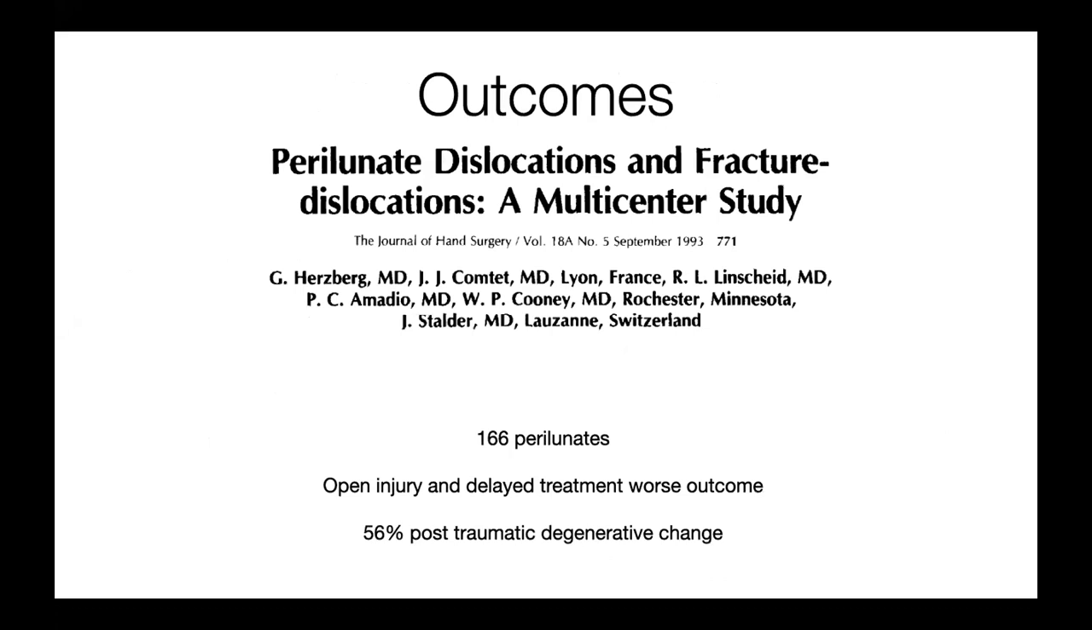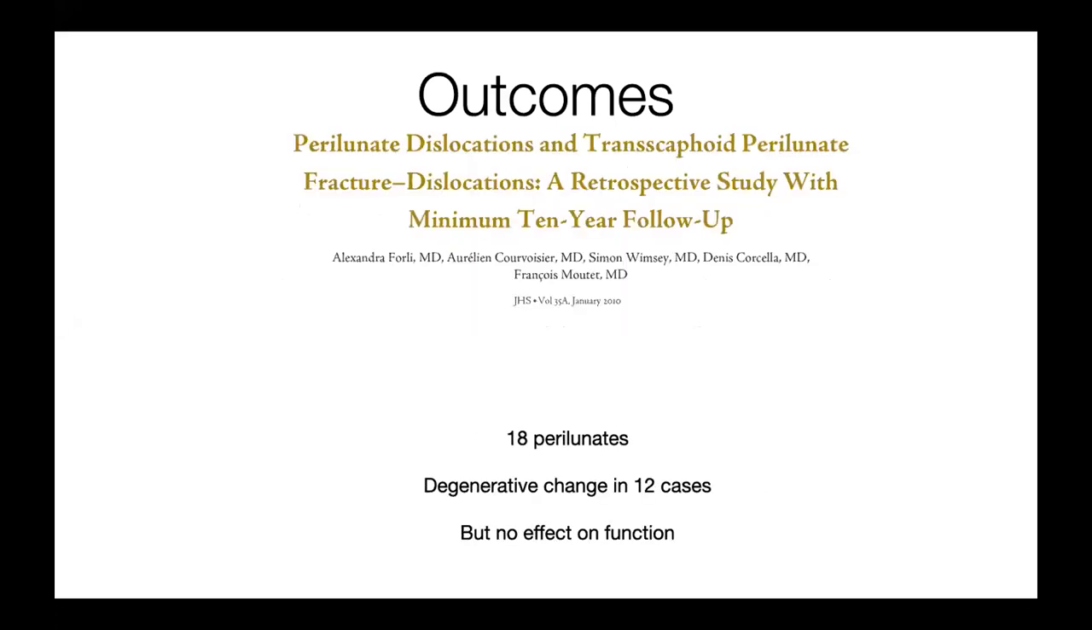Short section on outcomes. This is the biggest data that we have. It's 166 perilunates from multiple centers. The tagline is that open injury and delayed treatment was a worse outcome, and 56% had post-traumatic degenerative change. So not great.